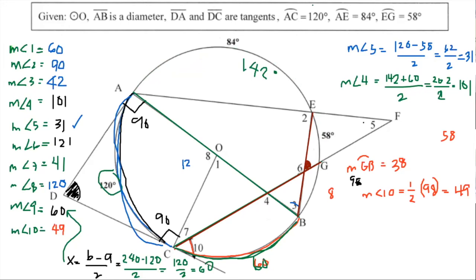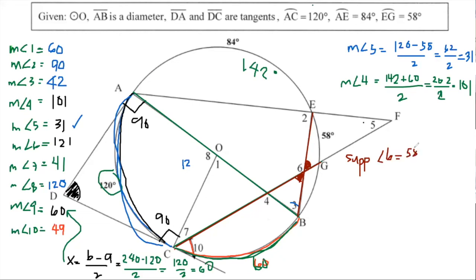This angle, or this angle. The supplementary of angle 6 is equal to 58 plus 60 divided by 2. Remember, this is not the angle 6 that we're looking for. This is the supplementary of angle 6.